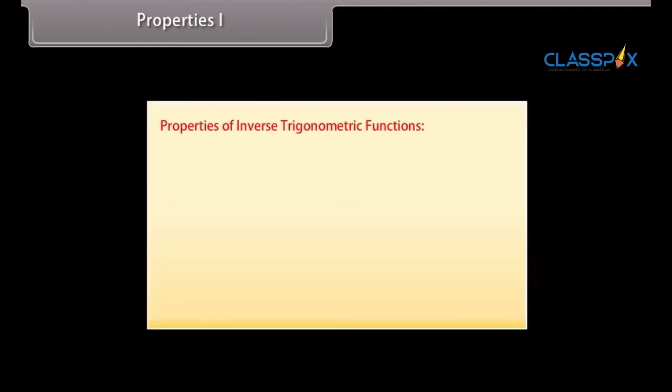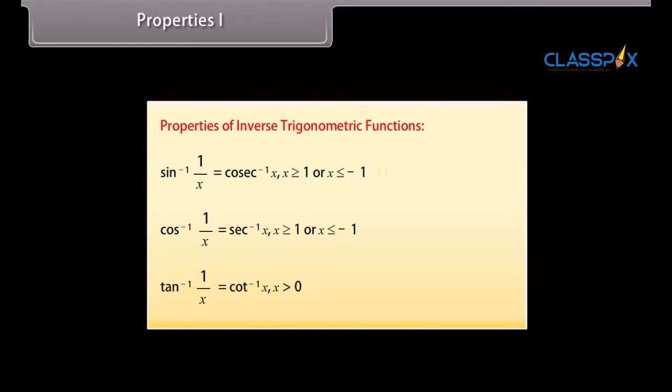Properties 1. Let's now learn about properties of inverse trigonometric functions. Sine inverse 1 by x is equal to cosec inverse x. X is greater than or equal to 1 or x is less than or equal to -1. Cos inverse 1 by x is equal to sec inverse x. X is greater than or equal to 1 or x is less than or equal to -1. Tan inverse 1 by x is equal to cot inverse x. X is greater than 0.